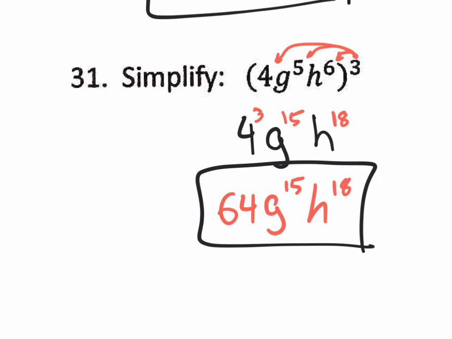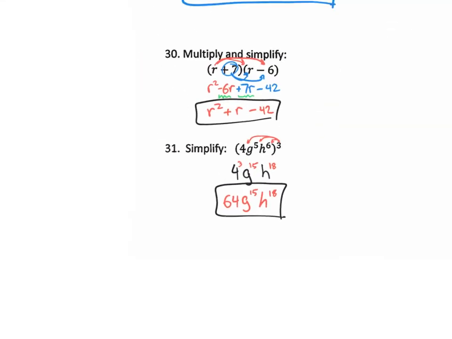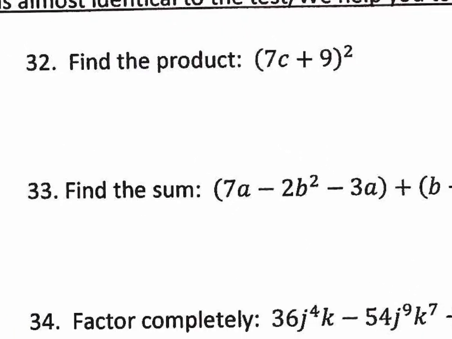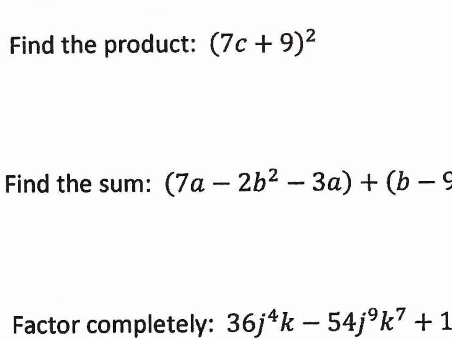Moving on to number 32. Find the product. Again, really easy stuff. Multiply. That's what product means. So we're going to multiply by rewriting it first. Remember, anything to the second power means that you're going to multiply that with itself 2 times. So let's write this 7c plus 9 twice.